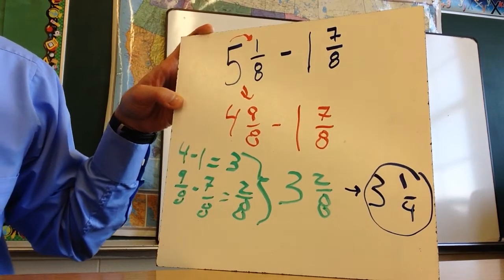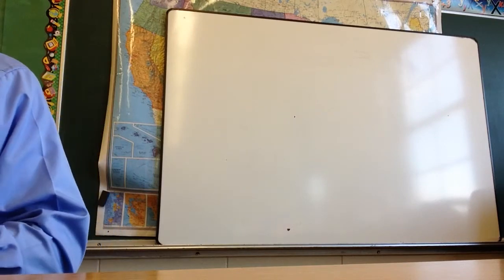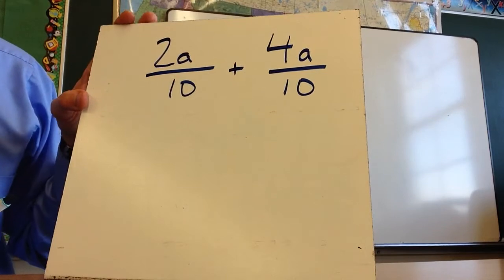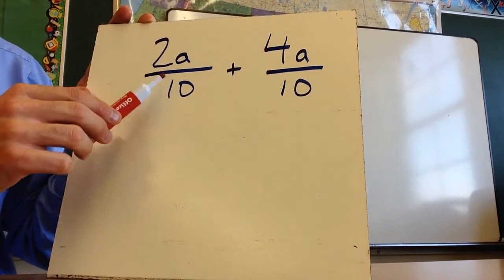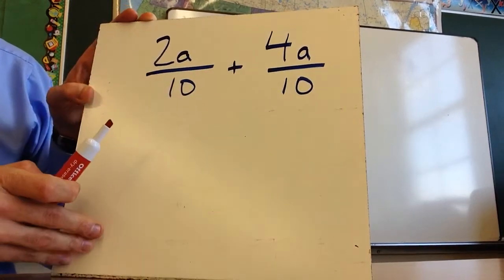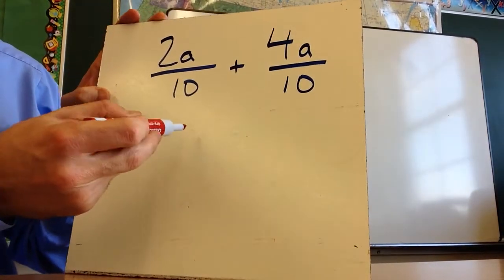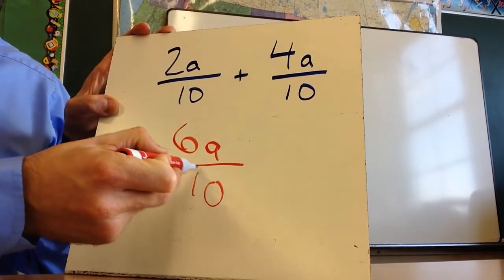But you got to be willing to deal with positive and negative fractions. And then the final thing is what happens when we start to add in variables. So I now have 2a over 10 plus 4a over 10. Keep in mind that I'm basically taking 2a's and I'm adding them to 4a's, which means I now have a total of 6a over 10.